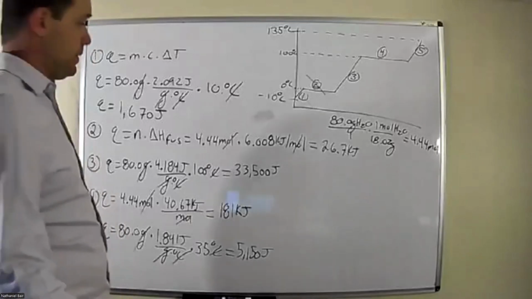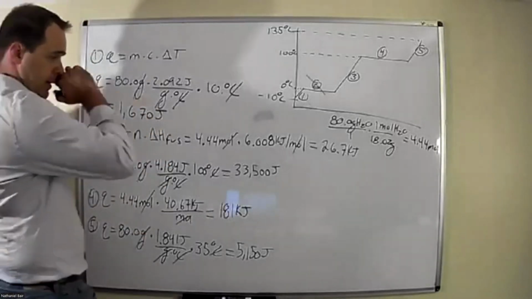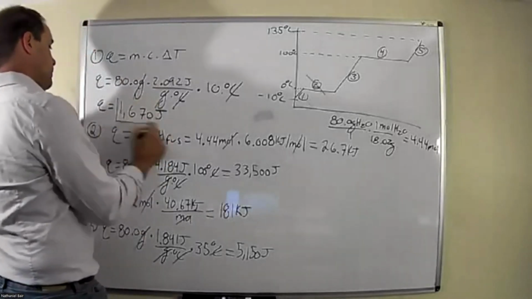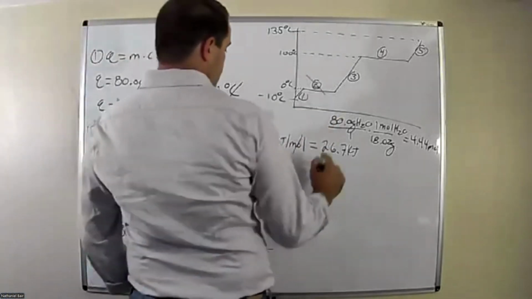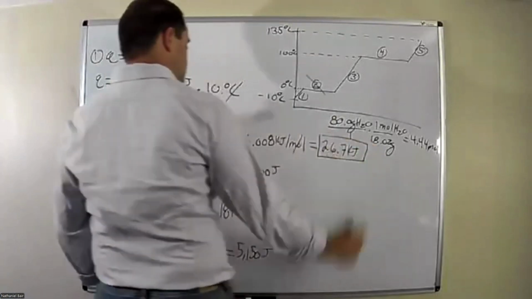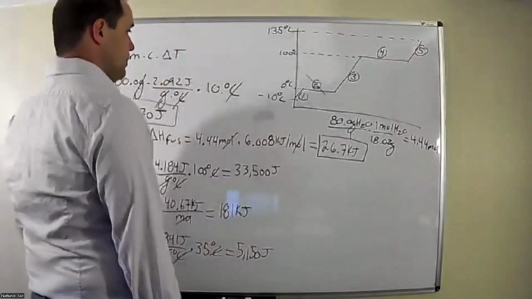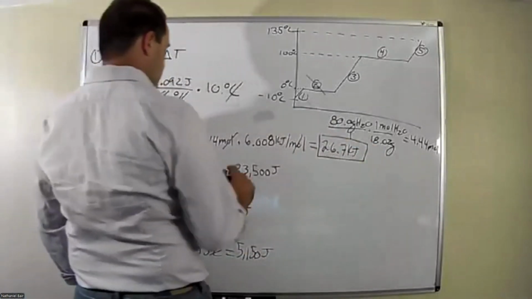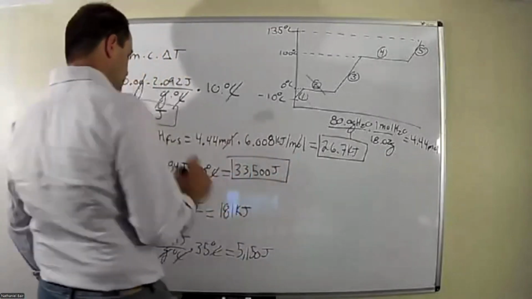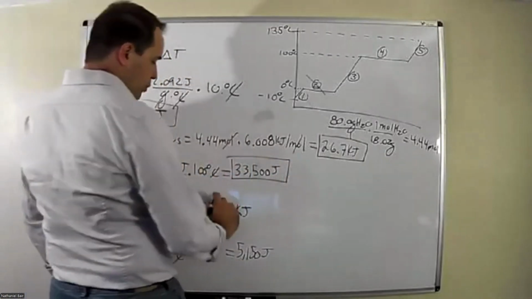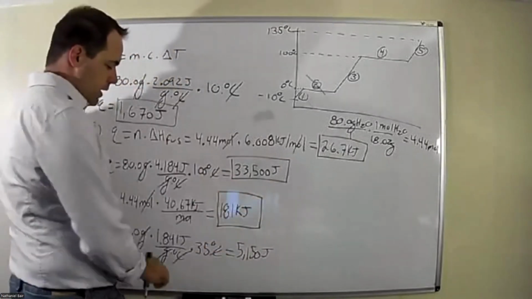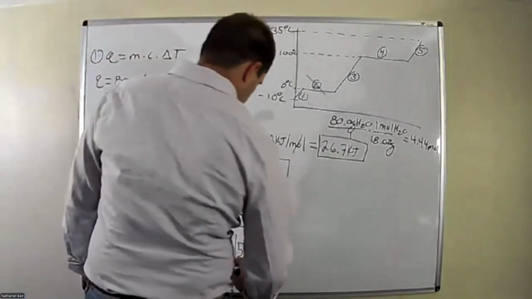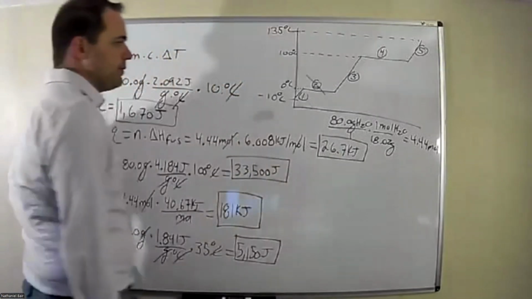Here's what you should have, folks. We did 1 and 2 together. The amount of energy needed to warm the solid, 1,670 joules. The amount of energy needed to melt the ice, 26.7 kilojoules. The amount of energy needed to warm that liquid, 33,500 joules. The amount of energy needed to boil all that liquid, a whopping 181 kilojoules. And the amount of energy needed to warm the gas, 5,150 joules.